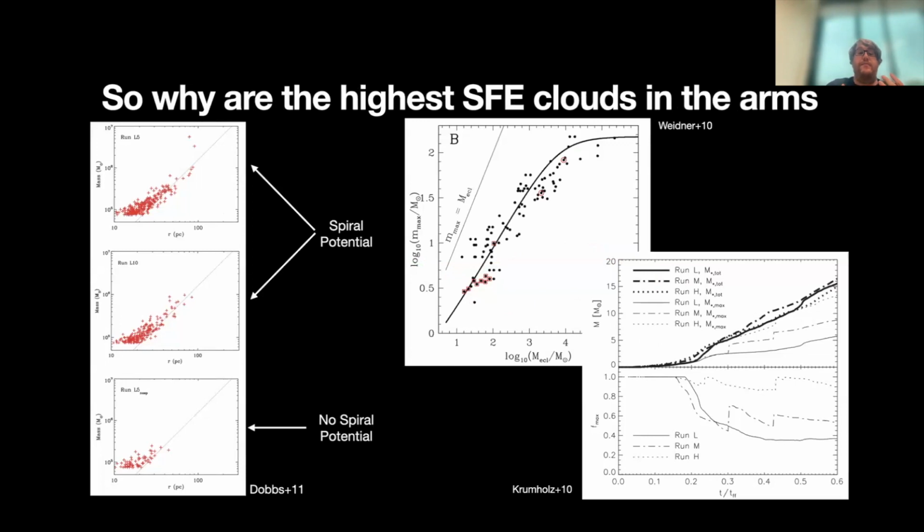She calculated the masses and radii of molecular clouds across 3 simulated galaxies. This is just a sample of 3 of the large sample that she produced for this paper. The top 2 have a spiral potential, and the lowest one has no spiral potential. And you can see straight away from this plot that the mass range that a molecular cloud can get to is a lot larger in a spiral arm, with a spiral potential. So you've got more massive molecular clouds.